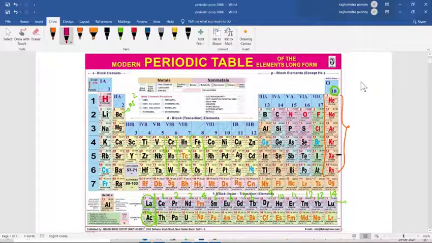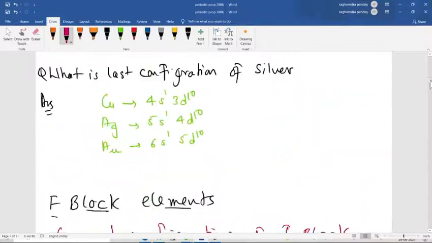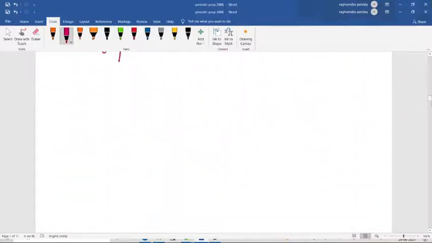No, they don't ask that. In NEET, they will never ask that question. Even in Advanced, they don't ask. So that is the f-block. Only that thing you have to remember.